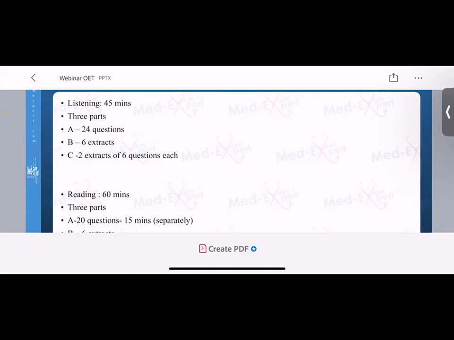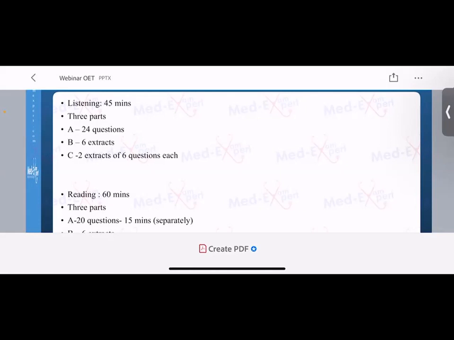Now part C, which has 2 extracts of 6 questions each. This is the most difficult one in listening, and most of the students fail listening due to this subtest. Part C has very lengthy extracts, there are 4 options for each question, and the speaker is continuously speaking in a flow. Most of the students get confused in part C, and this is the main reason for their failure.